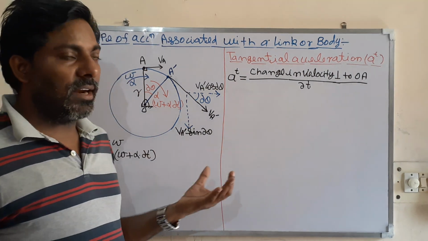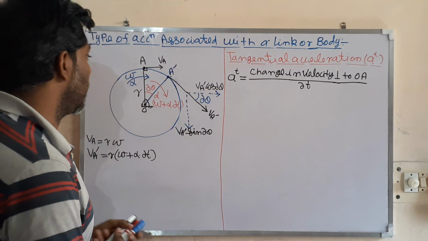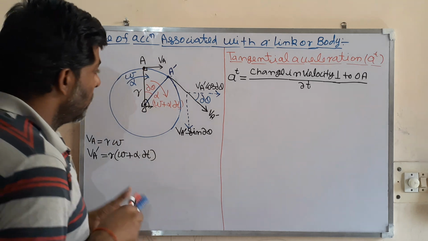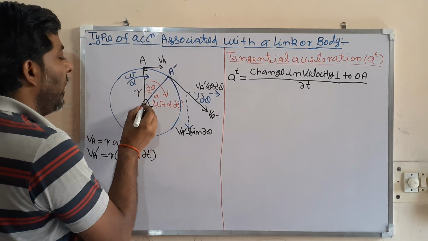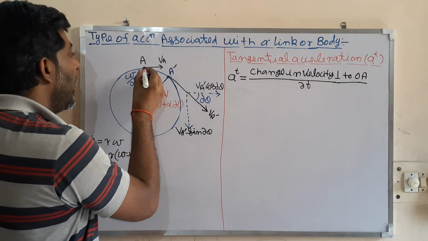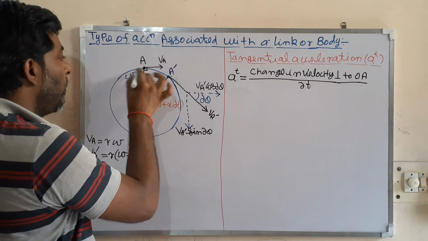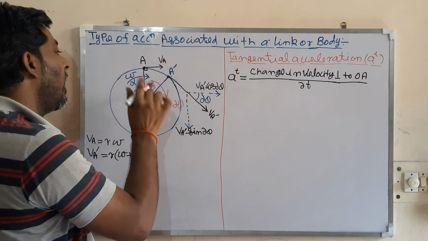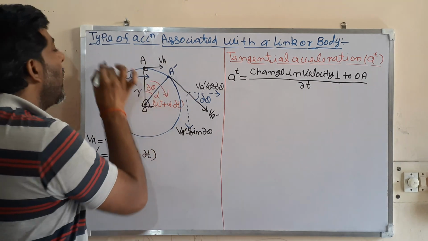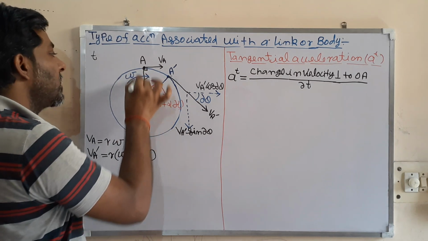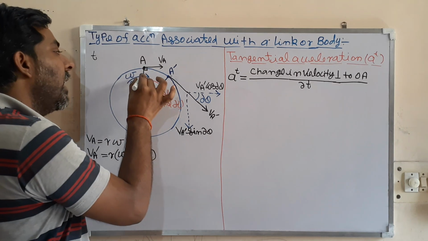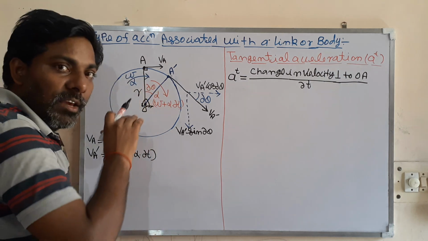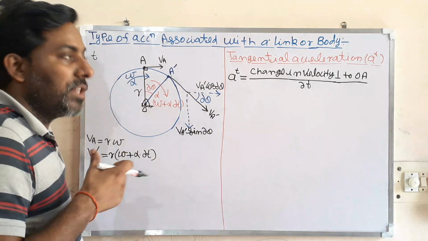To discuss and derive the expression, let us take a link OA. This link OA is rotating about this point O, and this end is A. The trace of point A is a circle. Suppose the length of link OA is r. At any time t, its angular velocity is omega, and this is associated with an angular acceleration alpha. That means omega keeps on changing.